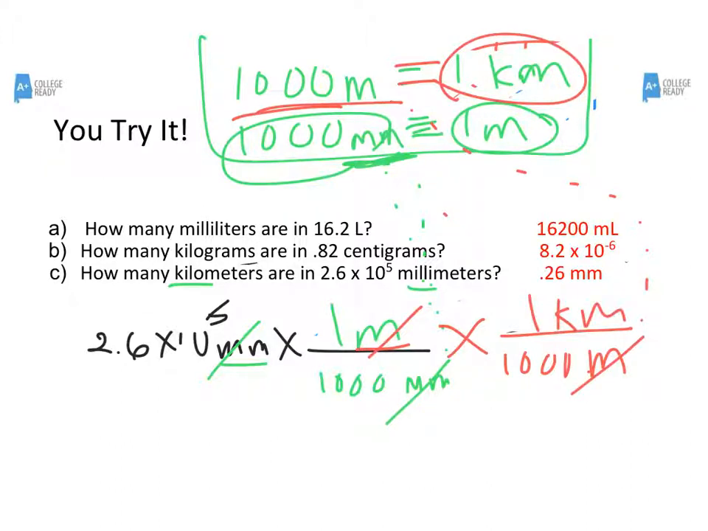Units cancel. Multiply across, divide the bottom into the top, and you end up with 0.26 kilometers. I have 2 significant figures in my given. I have 2 significant figures in my answer.